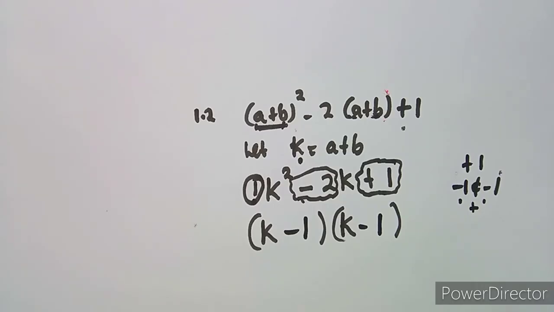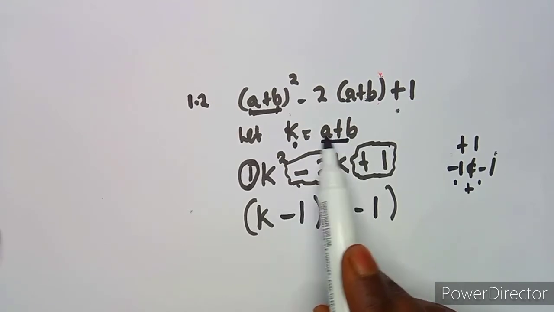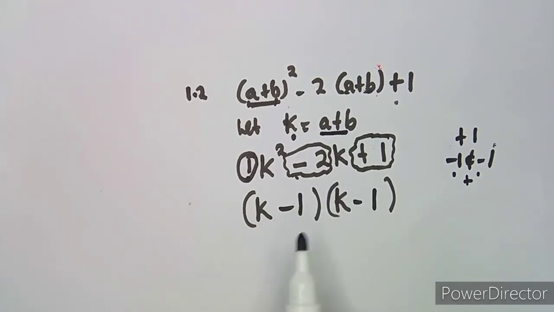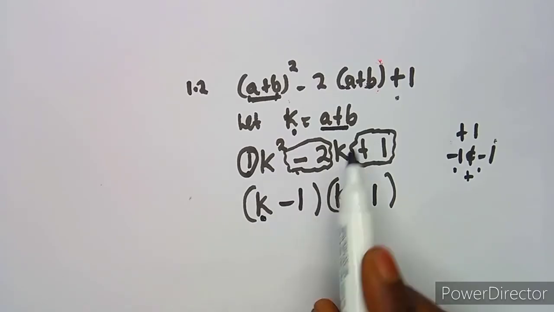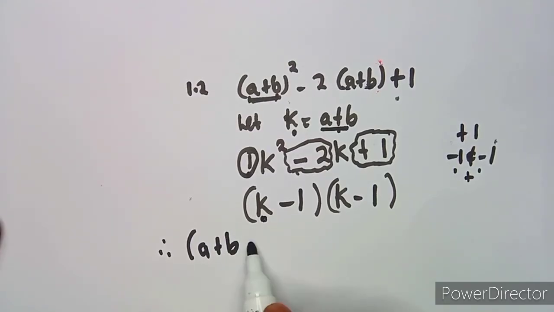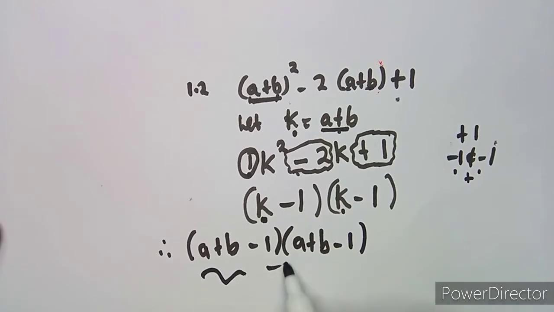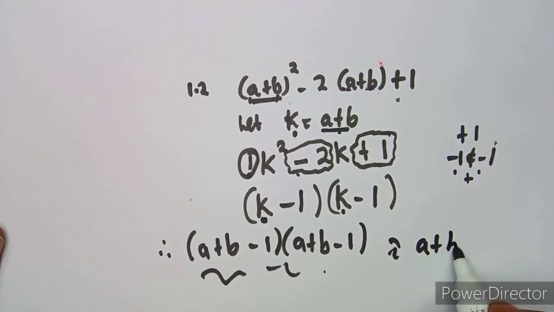But remember, guys, we introduced k here in place of a plus b, and this is my answer here. So I'm supposed to replace that k now with a plus b. So therefore, our answer is going to be a plus b in place of k, minus 1. In place of k, we've got a plus b minus 1, like this. So this is going to be our resultant, which can be written actually as a plus b minus 1 squared, if you want to write it as a square.